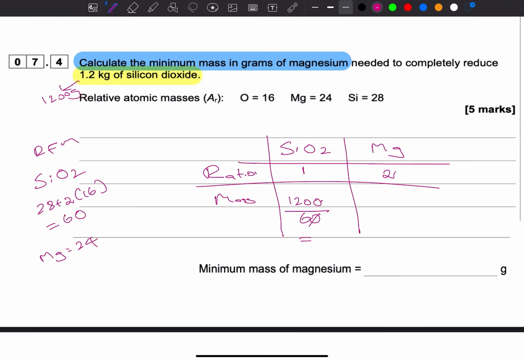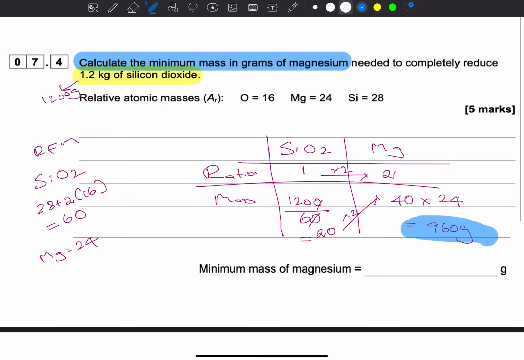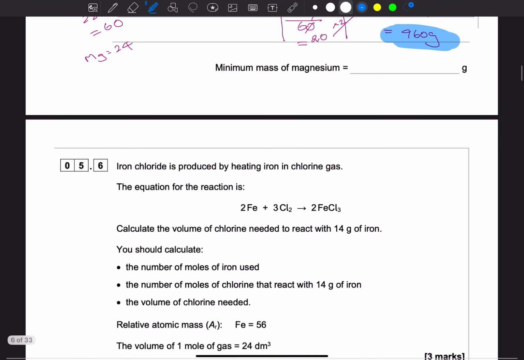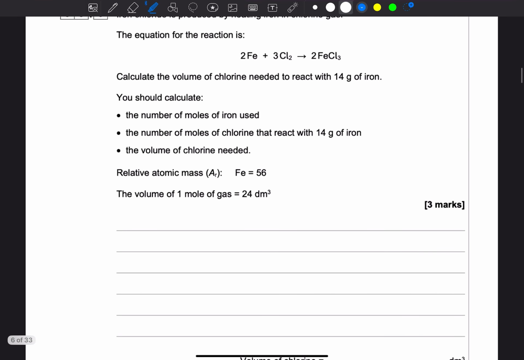That gives you, 0 can cancel, that's just 20. 1 to go to 2, you just times it by 2, so same thing you do, times it by 2, that makes it 40. Times by relative formula mass of that, which is 24. 40 times 24, 960 grams is the answer of magnesium. Okay, good. Next one, a volume question again. Cool.